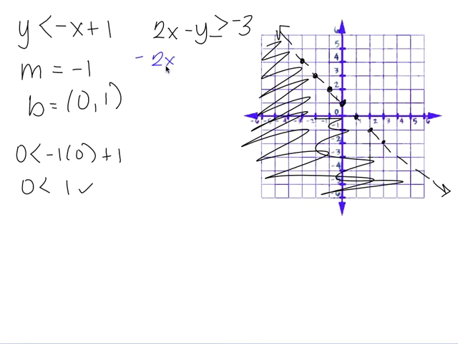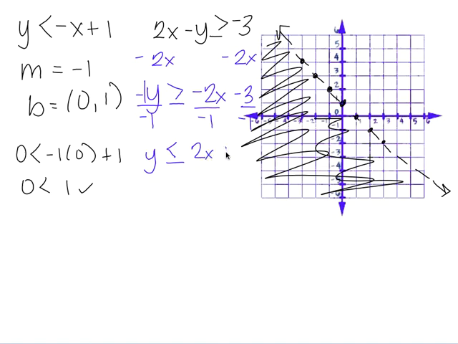So I'm going to subtract 2x, and I get negative y is greater than or equal to negative 2x minus 3. There's that negative 1 there, so I have to divide by negative 1. Now remember, when we have inequalities and we divide by a negative, we have to flip our sign. So I get y is less than or equal to 2x plus 3. So my slope is 2 and my y-intercept is 3. I'm going to go ahead and graph this one in blue.